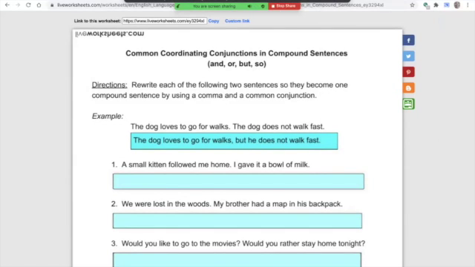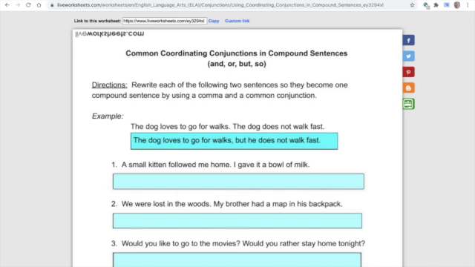Let's now look at the assignment that will be sent to you by link. At this moment, I don't even want you to think about it. I will send it to you, but you're going to rewrite each of the following two sentences so that they become one compound sentence by using a comma and adding a common conjunction. And you see you have and, or, but, and so. Two sentences in the example.